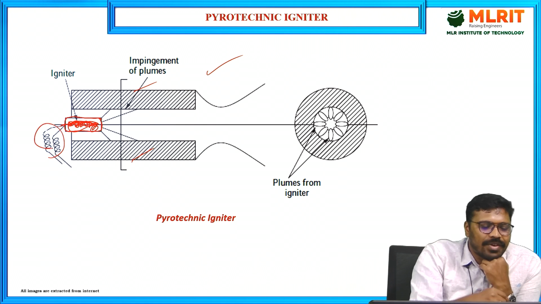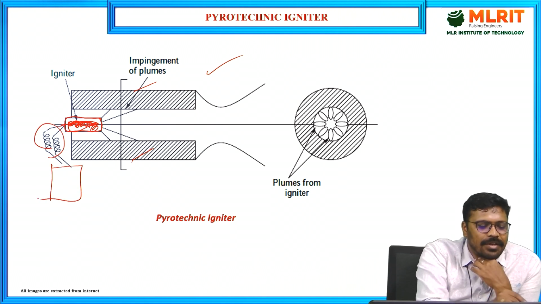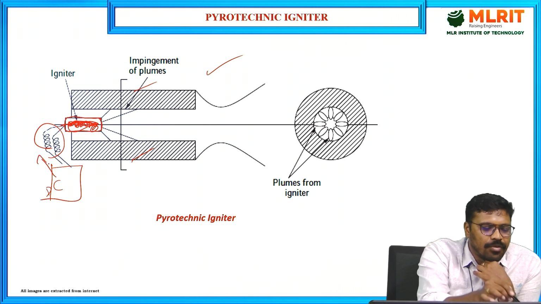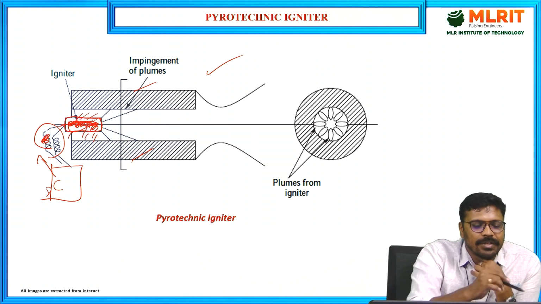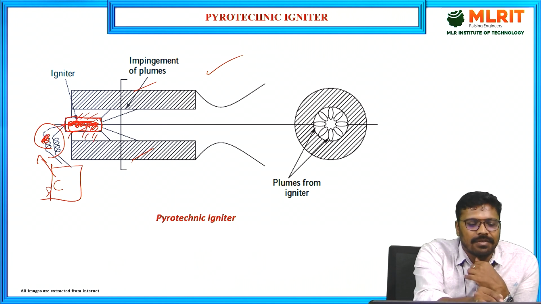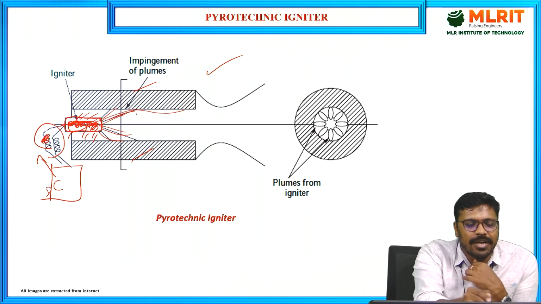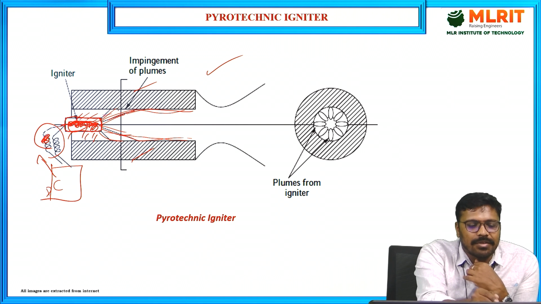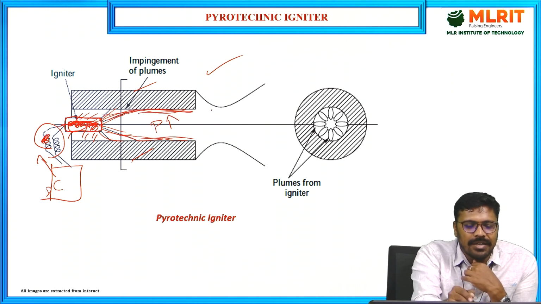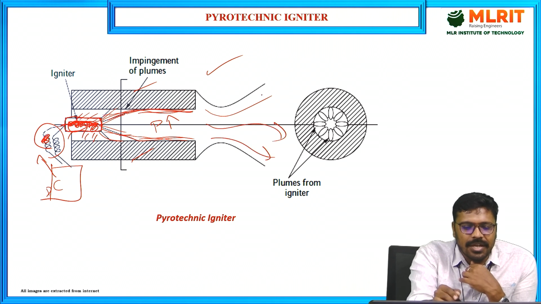This is the nichrome wire, and it is powered with some DC or AC supply, so that whenever the supply goes to this nichrome wire, it will get heated and start burning the pyrotechnic composition in the igniter, and it will release hot gases. The hot gases released from the igniter will spread in the combustion chamber volume and start burning the propellant grain surface. Pressure increases, and the combustion starts and continues.